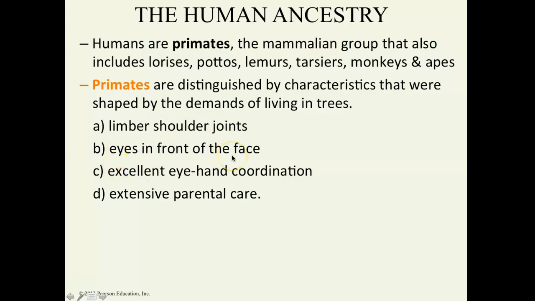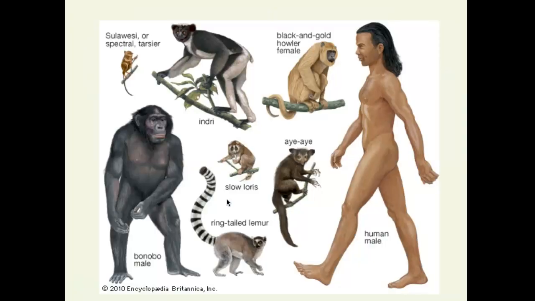Eyes in the front of our face give us really good 3-dimensional vision. Hand-eye coordination is very good, again, for tree living. And extensive parental care also meets the demands of tree living, right? And also for survival. So here is a picture of all the different kinds of primates, humans belonging in this group of primates. So we contain all those characteristics that refer back to our ancestors as being tree-dwelling animals.